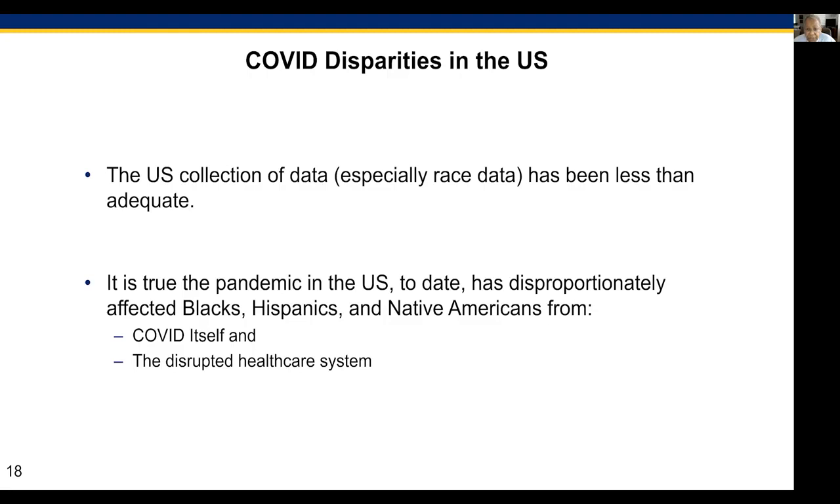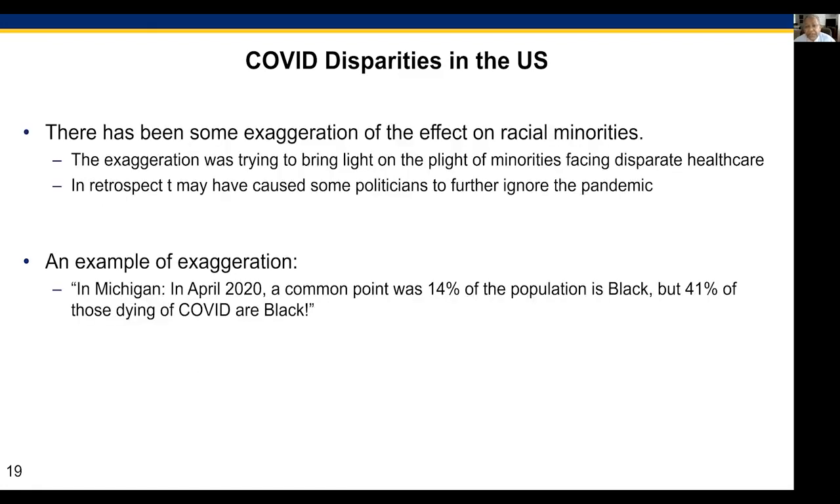Now, I should point out that the U.S. collection of data, especially race data, has been less than adequate. There have even been some allegations that the administration is trying to suppress the data or suppress the collection of the data. However, it is true that the pandemic in the United States today has disproportionately affected Blacks, Hispanics, and Native Americans, both from COVID itself as well as from the disrupted health system.